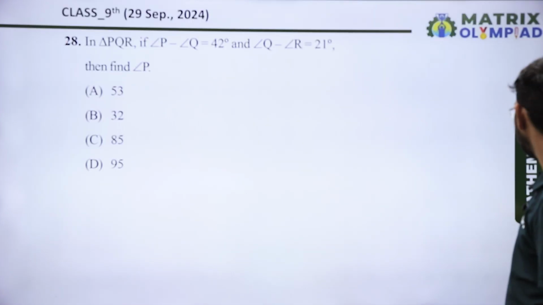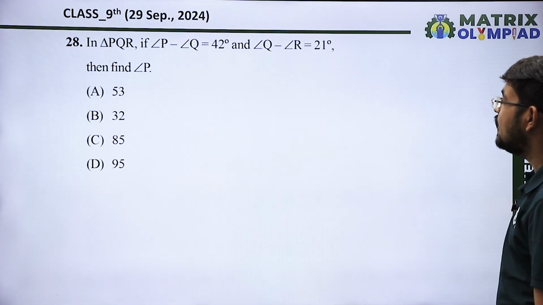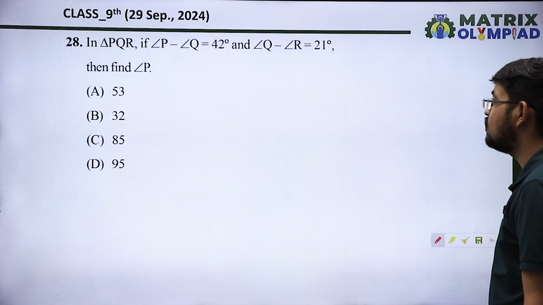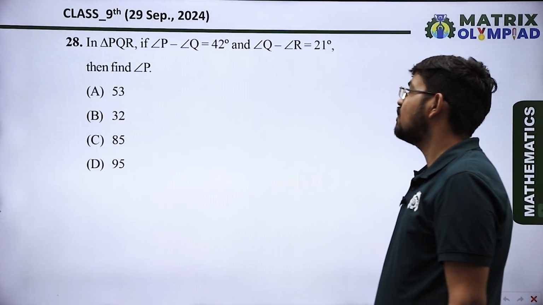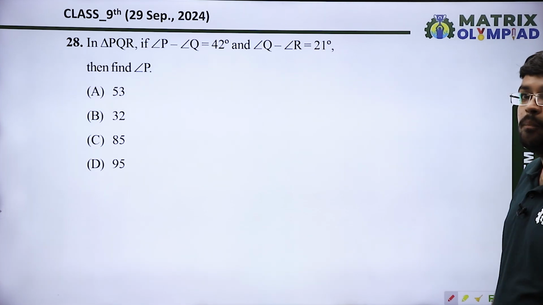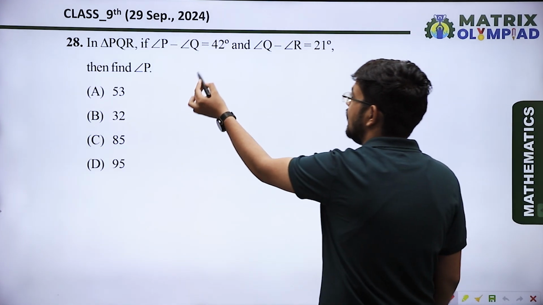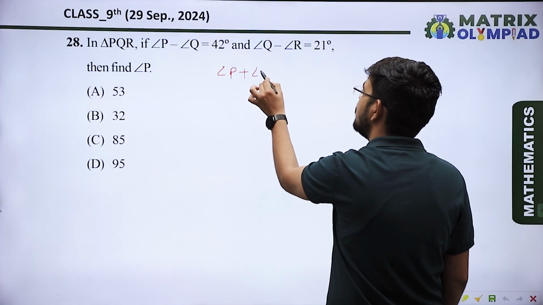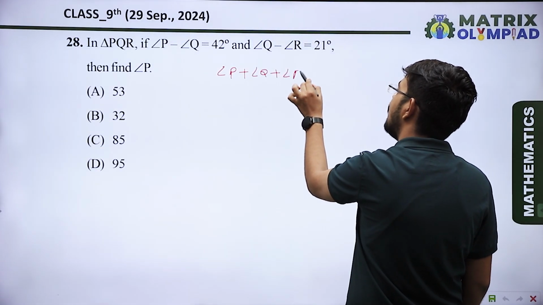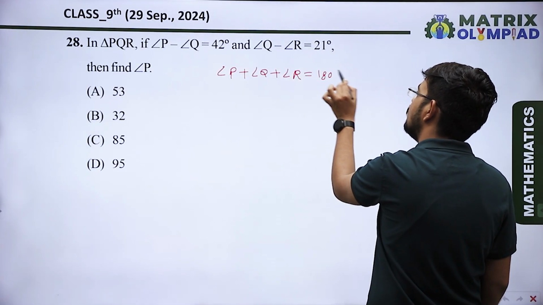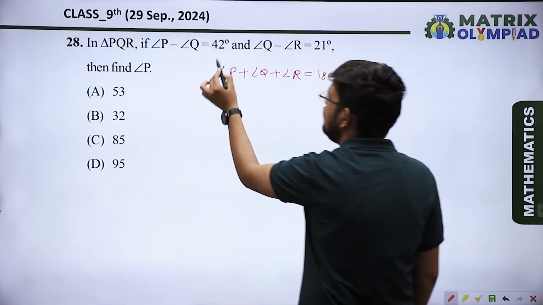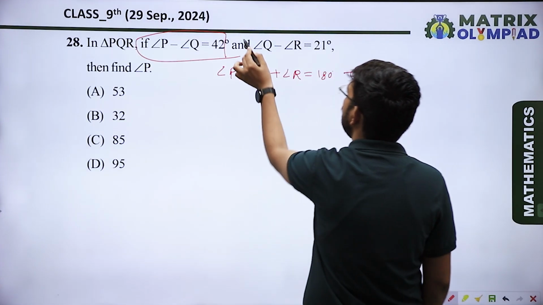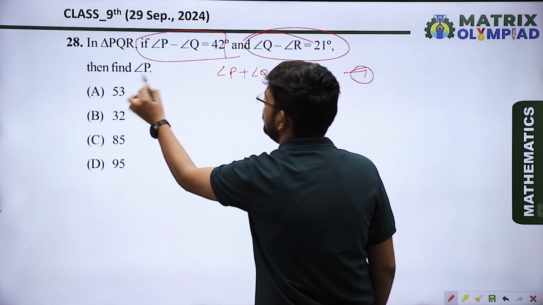Our next question, in triangle PQR, if P minus Q equal to 42 degree and Q minus R equal to 21 degree, then find P. So in a triangle PQR, we know the angle sum property, angle P plus angle Q plus angle R equal to the 180 degree. Now angle P minus Q is 42, Q minus R is 21, we have to find the value of P.